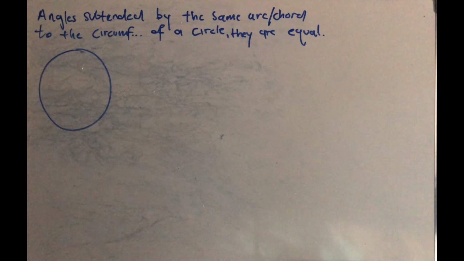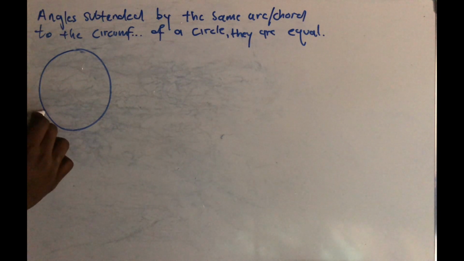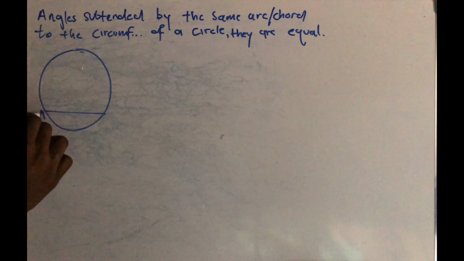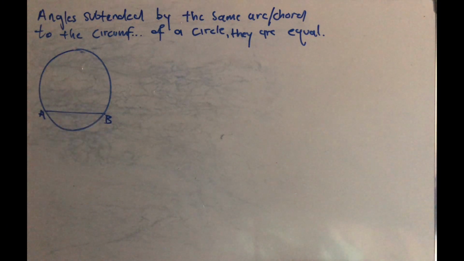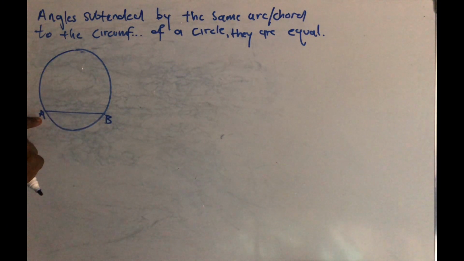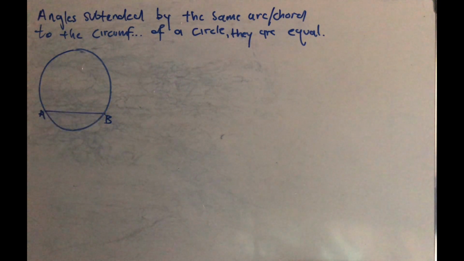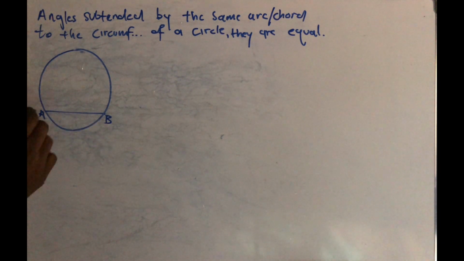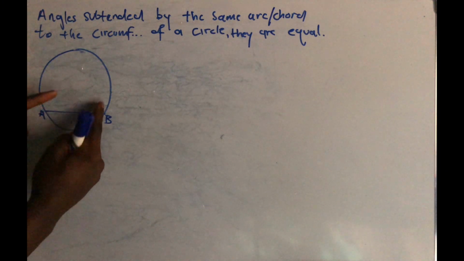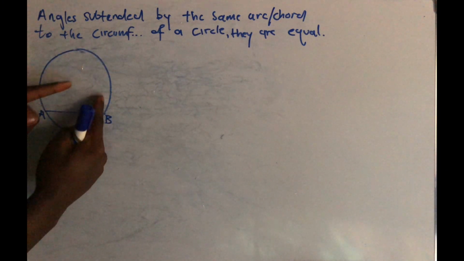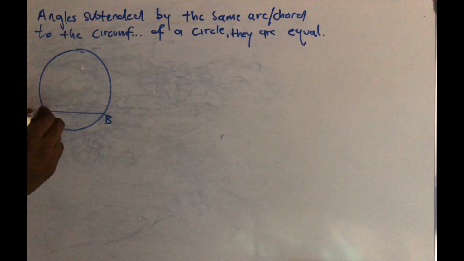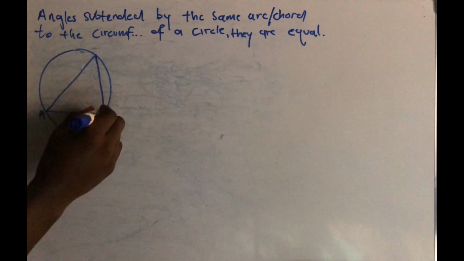So let's say now we have this circle, and we have a chord called AB. A chord is a line drawn from one side of the circumference to the other side of the circumference, that lies within the circle. Chord AB subtends an angle to the circumference. It forms an angle to the circumference.